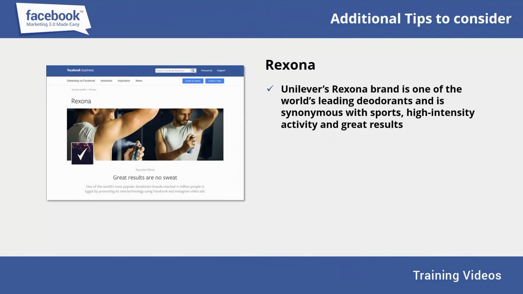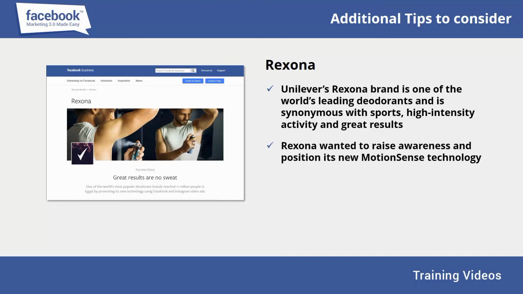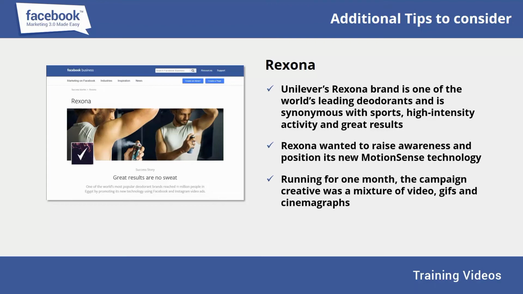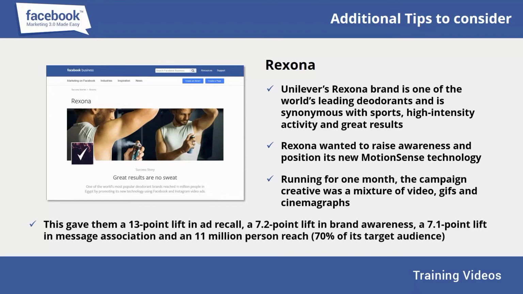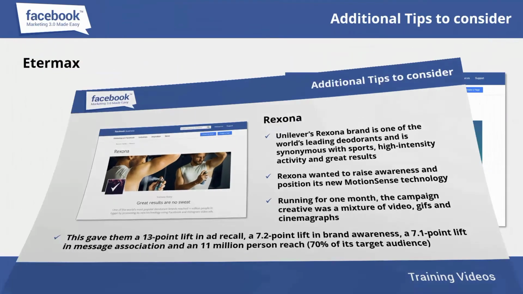Rexona. Unilever's Rexona brand is one of the world's leading deodorants and is synonymous with sports, high-intensity activity, and great results. Rexona wanted to raise awareness and position its new Motion Sense technology. Running for 1 month, the campaign creative was a mixture of video, GIFs, and cinemagraphs. This gave them a 13-point lift in ad recall, a 7.2-point lift in brand awareness, a 7.1-point lift in message association, and an 11 million person reach, 70% of its target audience.